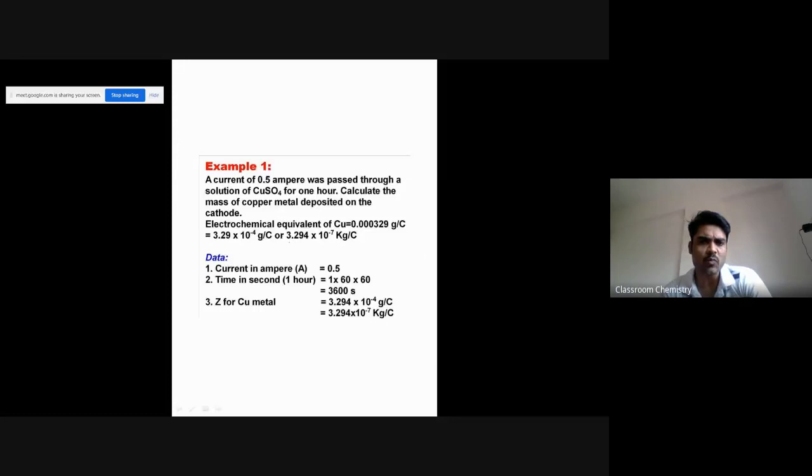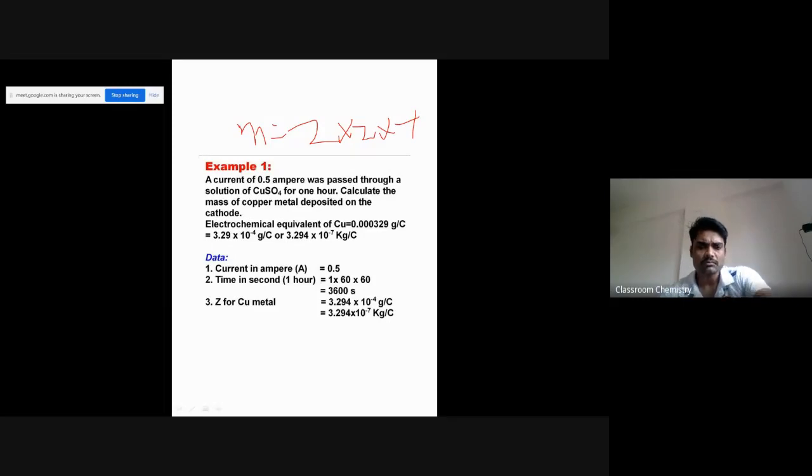See here, a current of 0.5 amperes was passed through a solution of copper sulfate. Here we take copper sulfate as the electrolyte. For 1 hour, calculate the mass of copper. You all have an idea how to calculate this. M is equal to ZIT. What is the formula for this? M is equal to Z into I into T.